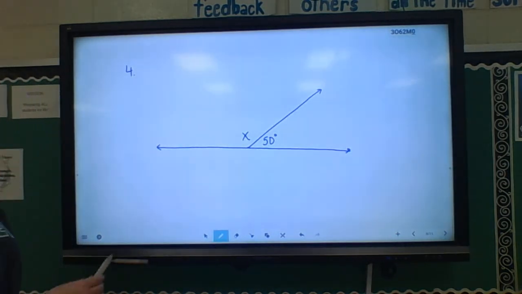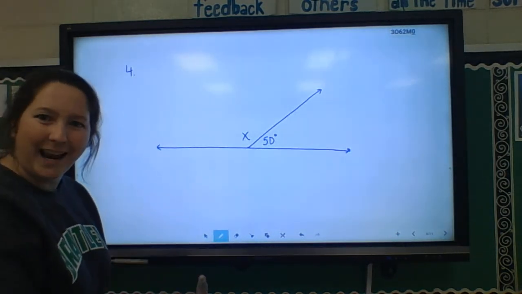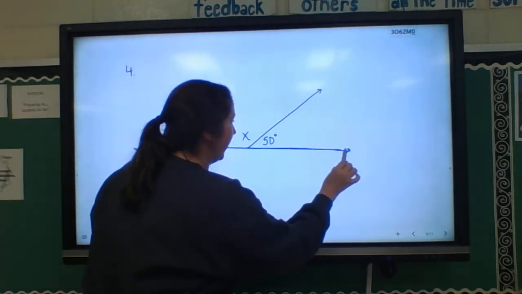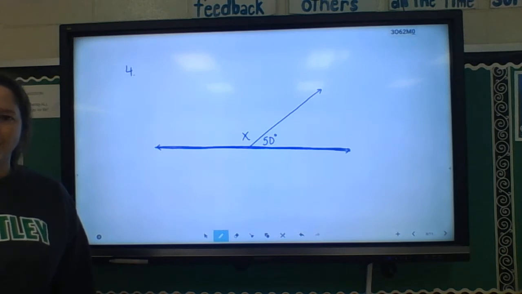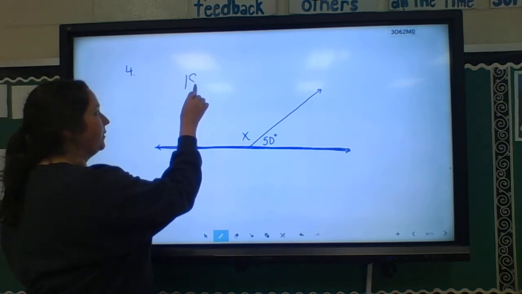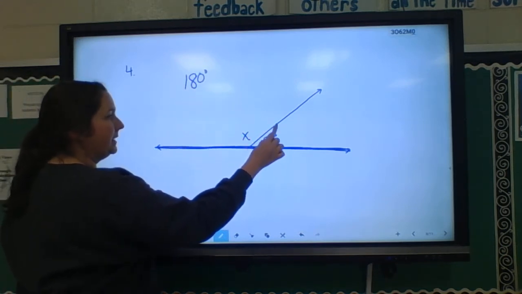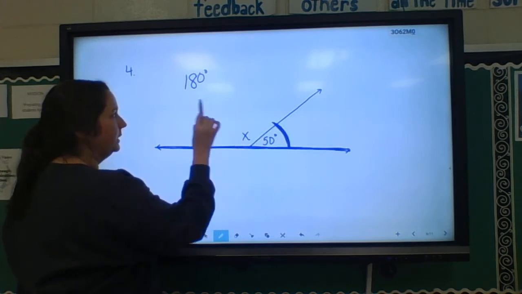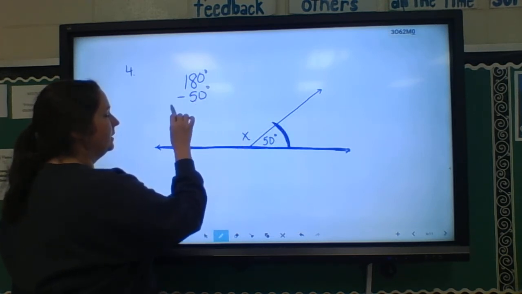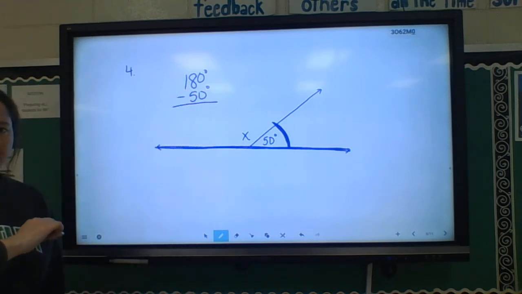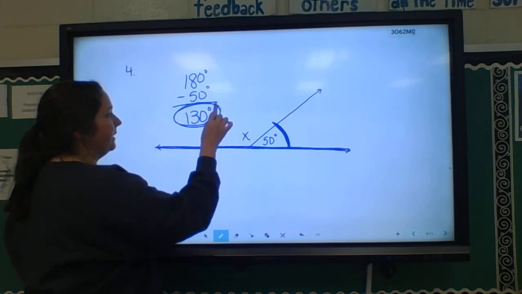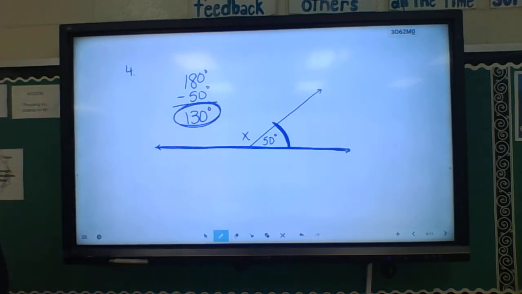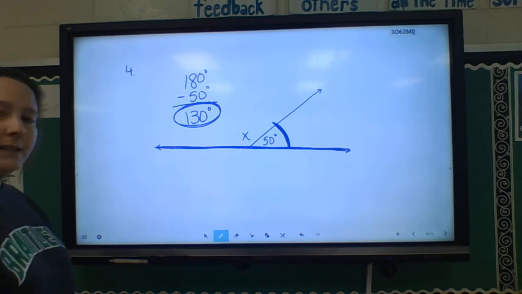All right, number 4. Oh, supplementary. Remember 180? 180 is a straight line. So I have 180 degrees minus what I know. So 180 minus 50 degrees is 130 degrees. That's what's left for this to be supplementary angles. Pretty easy, pretty easy.